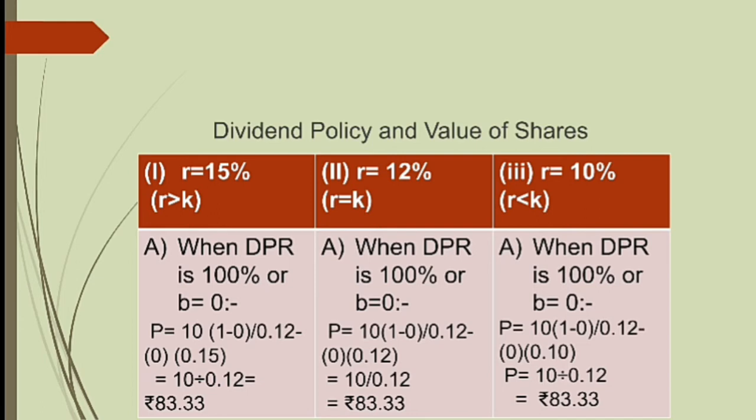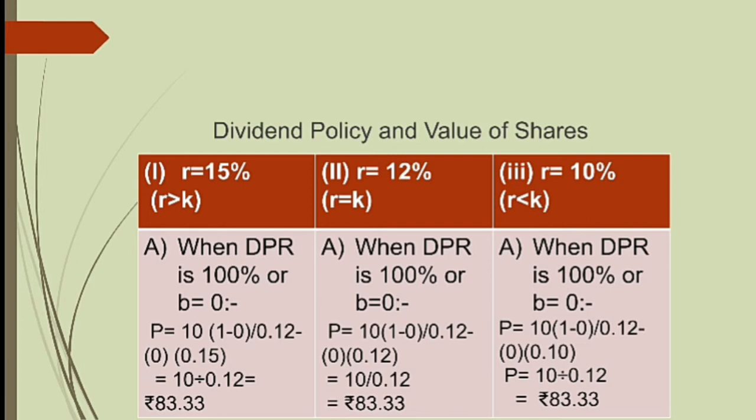So first of all, the A part is related to when the dividend payout ratio is 100%, or we can say that b equals 0. How do we get the value of b? b equals 1 minus dividend payout ratio. So 1 minus dividend payout ratio means 1 minus 100%. So we get the value 0. So 0 is the value of b, or retention ratio.